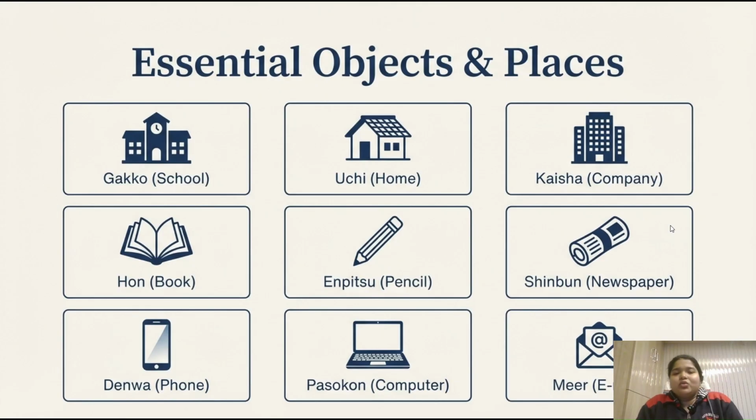Now, as you know, there are a lot of essentials around us, right? So what are they actually called in Japanese? If I am talking about school, it is going to be gakko. If I'm talking about my home, it's going to be uchi. When I'm talking about company, it's going to be kaisha. When I'm talking about book, it's going to be hon. I already have spoken about the nurse.